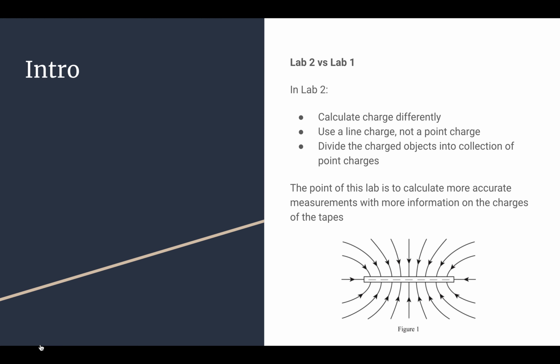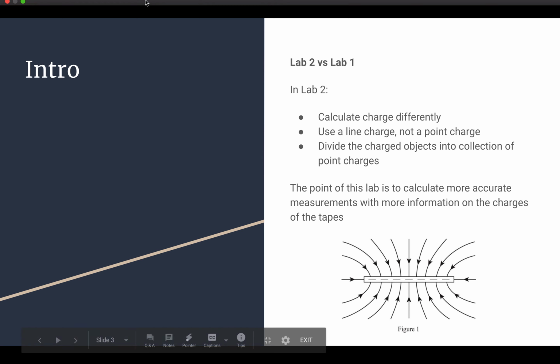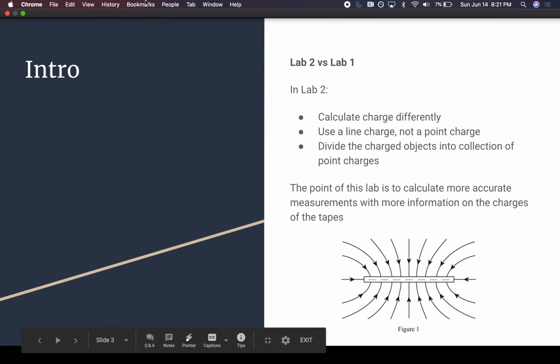A line charge is basically when you divide the charged object into a collection of point charges, as you see in the diagram below. I have multiple different point charges across this piece of tape, and those are all going to be different calculations that are added together to find the entire charge. The point is to calculate a more accurate measurement with more information on the charges of the tapes.